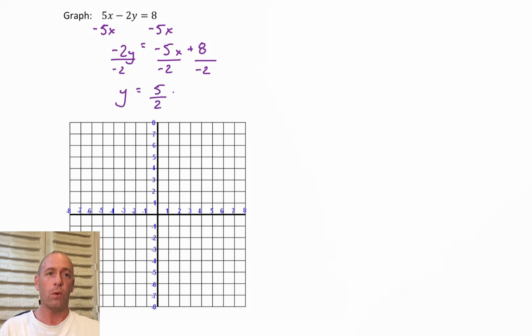y is going to equal 5/2 x because a negative divided by a negative is a positive. And 8 divided by -2 is -4. We begin by plotting the y-intercept of -4. And then we use the idea of a slope of 5/2. Every time x goes up by 2, y is going up by 5. We connect our points, and that is the line 5x minus 2y is 8.